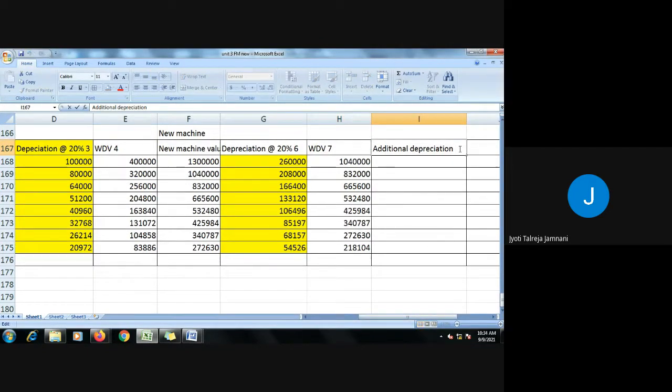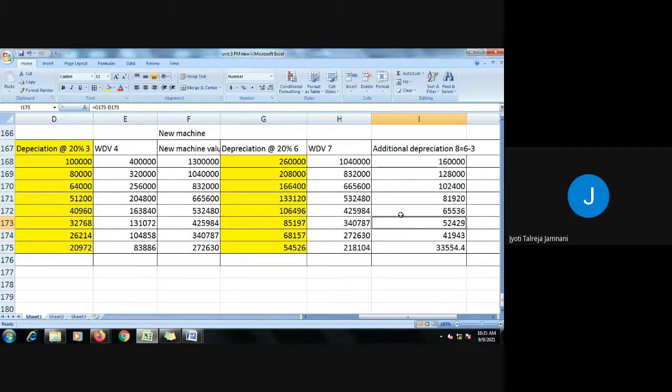This is column number 8. Column number 8 is equal to column number 6 minus column number 3. 6 is new depreciation, minus old depreciation. So it is equal to new depreciation minus old depreciation. We'll get the additional depreciation. If I drag and drop, I'll get all the values of the additional depreciation.